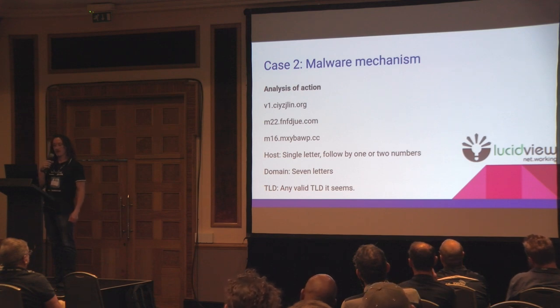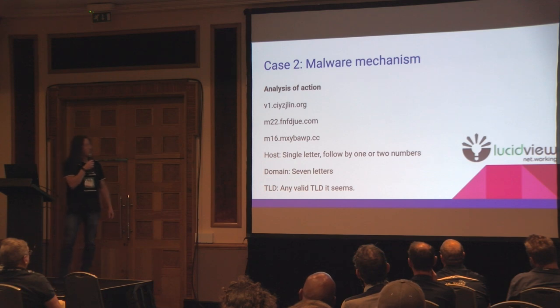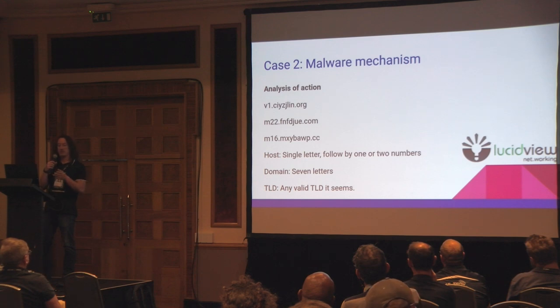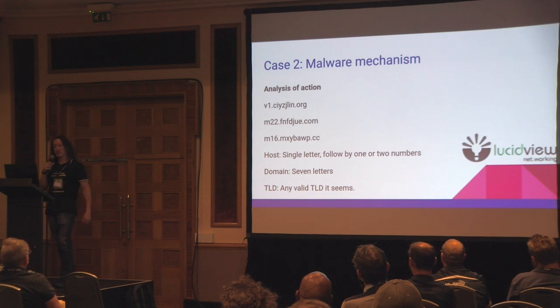And if we analyze the action of this, if you look at the domains, you'll notice there's a little bit of a pattern. If you look at the top one, it's a letter and a single number and a period. And then there's seven letters, a period, and it would appear a random top-level domain. So .org, .com, .cc, doesn't really matter. And in the second line, you'll see it's a letter once again and two numbers. And this is the pattern that kept on repeating over and over and over. Unfortunately, I didn't copy my regular expression into this. It's just a nice short little regular expression that matches this perfectly every single time.